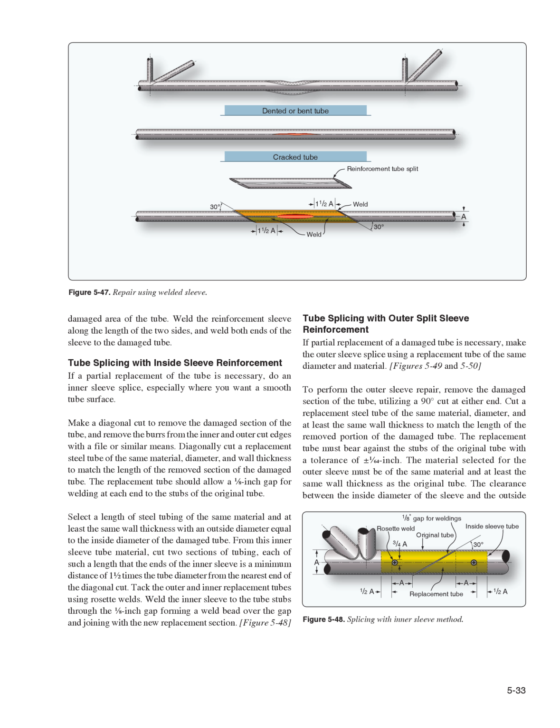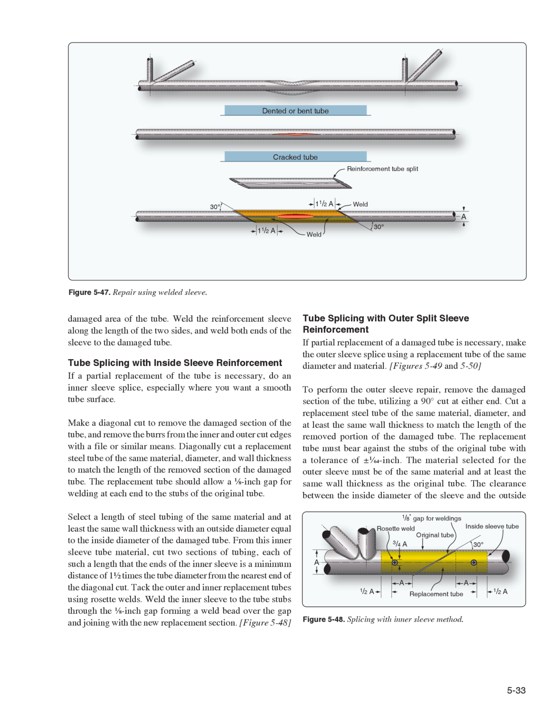Tube splicing with inner sleeve reinforcement. If a partial replacement of the tube is necessary, do an inner sleeve splice, especially where you want a smooth tube surface. Make a diagonal cut to remove the damaged section of the tube, and remove the burrs from the inner and outer cut edges with a file or similar means. Diagonally cut a replacement steel tube of the same material, diameter, and wall thickness to match the length of the removed section of the damaged tube. The replacement tube should allow a 1/8 inch gap for welding at each end of the stubs of the original tube.